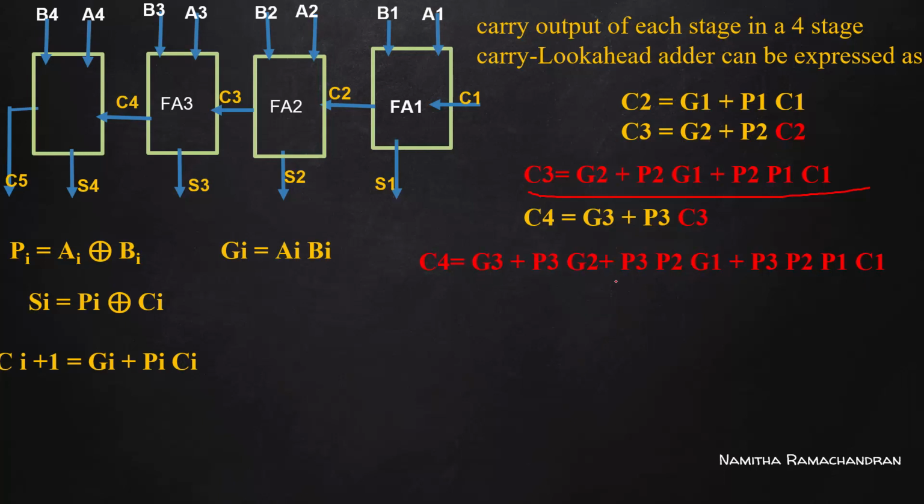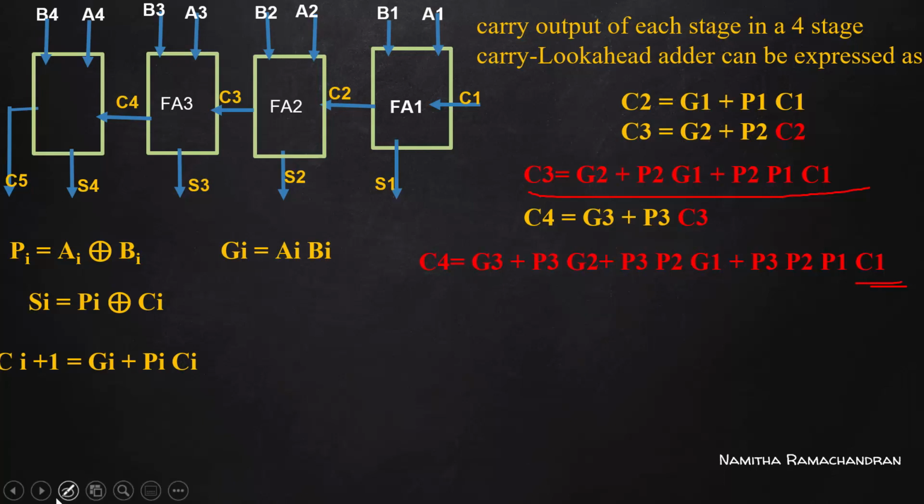So just analyze this C4 expression. Now it is completely represented using instant inputs. Here we use the first instant carry input C1 only, and all the other terms are based on our instant inputs A1, B1, A2, B2, A3, B3. So C4 is now represented completely using instant inputs, so it eliminates that carry propagation time.